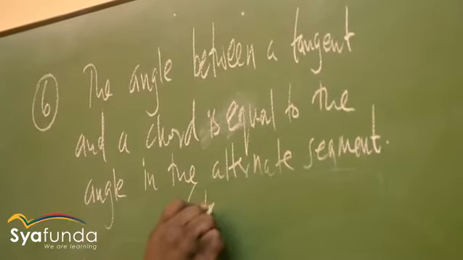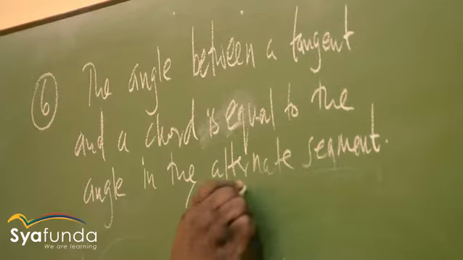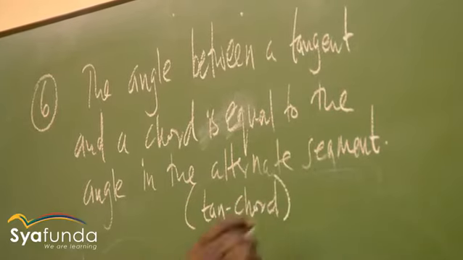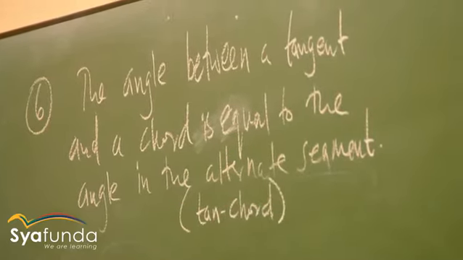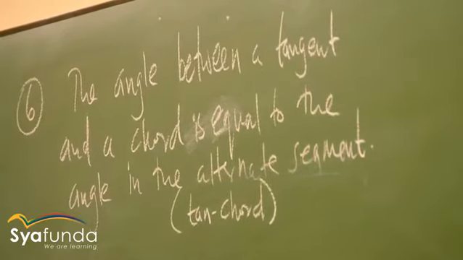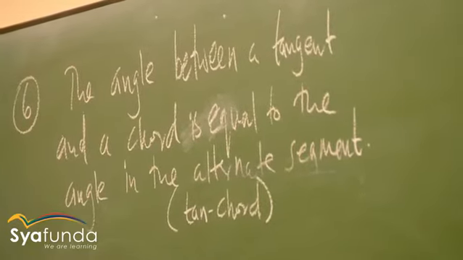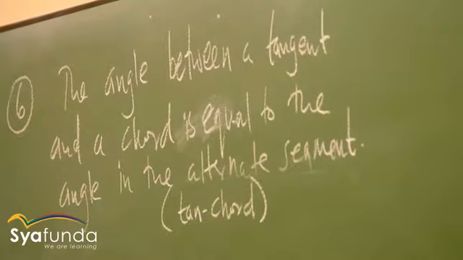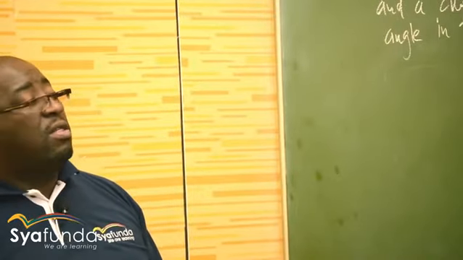How do you usually abbreviate this? We say this is the tan-chord theorem. When we want to abbreviate, but it is important that we should know this in full: the angle between a tangent and a chord is equal to the angle in the alternate segment. So we refer to that as the tan-chord theorem.